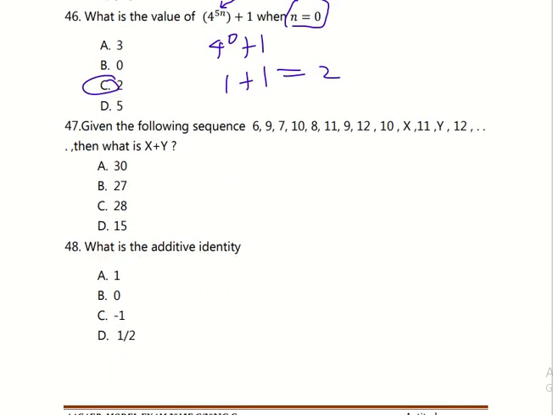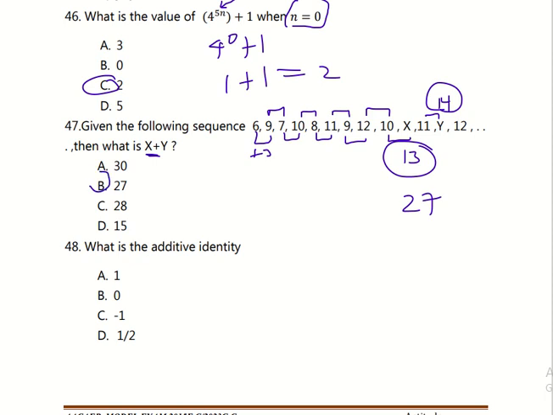Given the following sequence, what is x plus y? Okay, let us see the sequence. Here, 3 added, 2 minus. 3 plus, 2 minus. Plus 3, then minus. That means 3 plus, 2 minus. 3 plus, which is 13, minus 2, 11. Yes, that's correct. Again, plus 3. Plus 3 means it will be 14. So what's x plus y? We have got the x and we have got the y. We will add it, which will be 27. So the answer will be B.